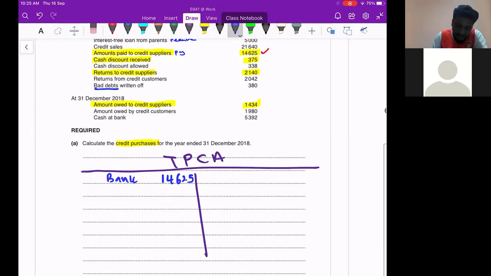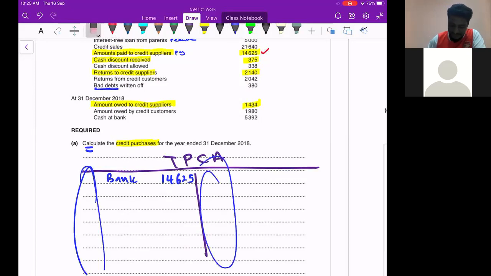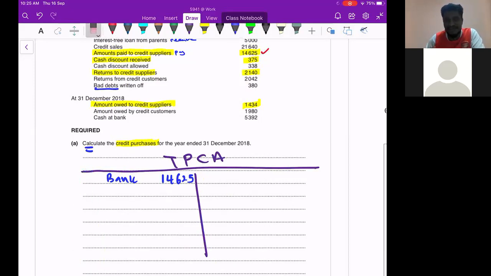If the question asks me to calculate, they didn't ask me to prepare the account, so I'm not going to write the date. It's wasting time. If you want to write, can, but it's wasting time. I don't care about the dates because I prepare this account just to calculate the purchases. Discount received. When I receive a discount, the trade payable will be reduced, so it will be in a debit side. Right here, discount. And the returns will also always be in a debit side, because the trade payable will reduce also. That's why. So returns. And also balance CD.